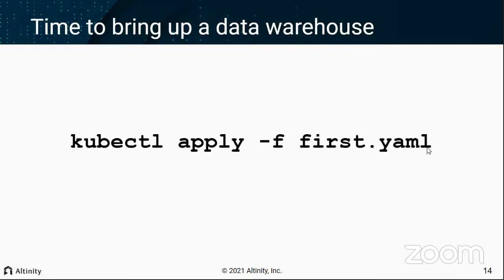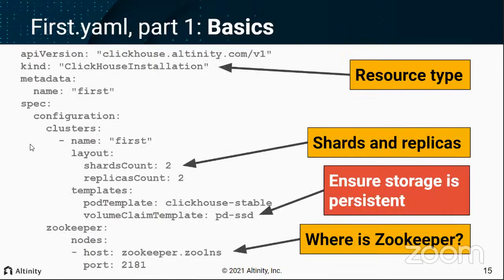So what I'm going to do in the next 4 slides is show you the parts. First, this is all one YAML file. I'm just scrolling through it. The first thing is the basics. What kind of resource are we describing? ClickHouse installation. This is what Kubernetes uses to decide which of the operators should get to look at this and actually do something with it.